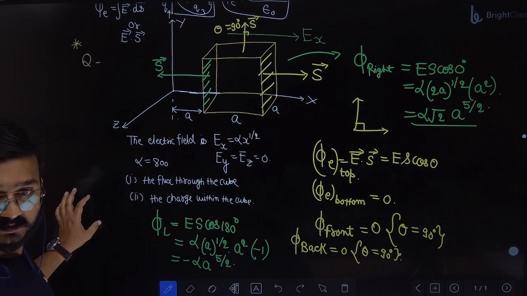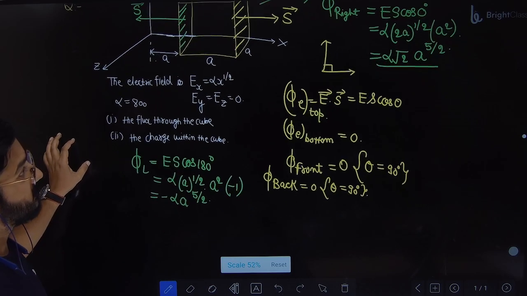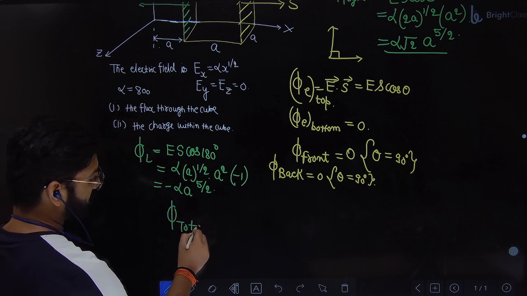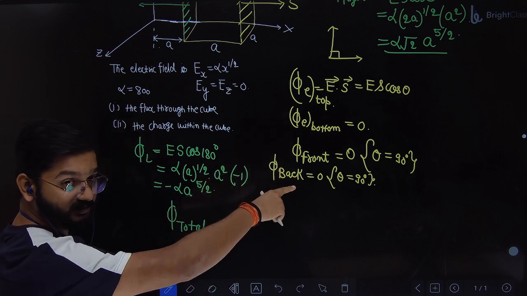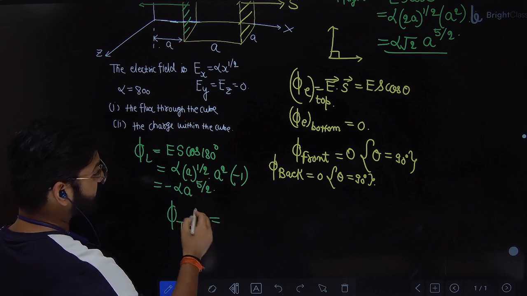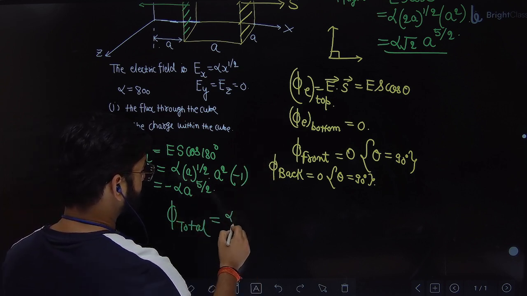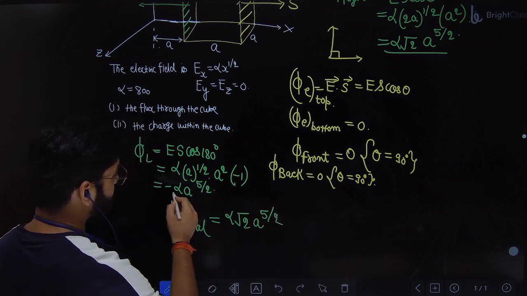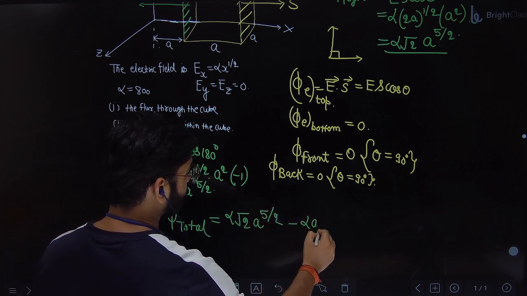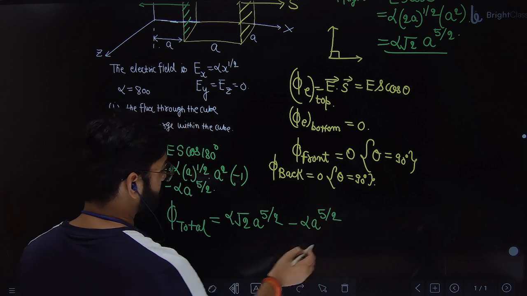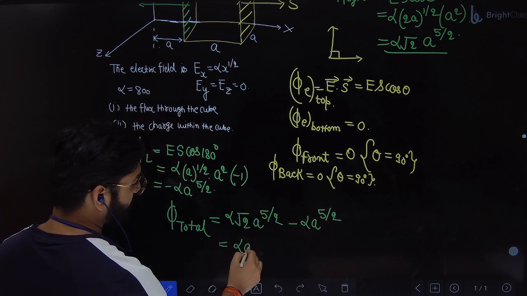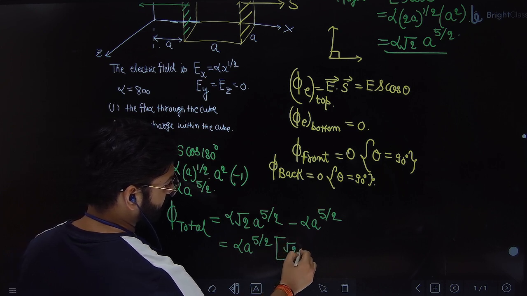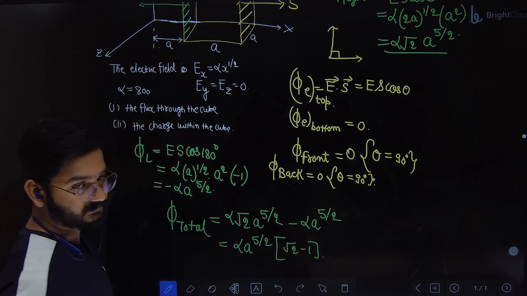Anyone with any doubts? So what will be the total flux? For the four surfaces, it is 0, 0, 0. For left and right, it is how much? For right, it is alpha root 2 a to the power 5 by 2, and for this one, minus alpha a to the power 5 by 2. What can we take common? Alpha into a to the power 5 by 2 into (root 2 minus 1). This is the answer.